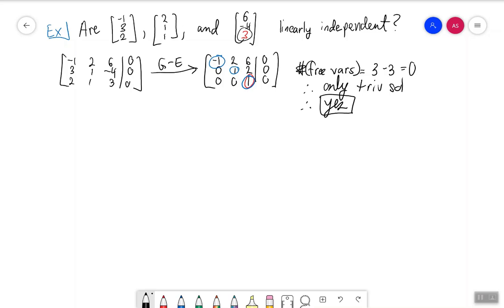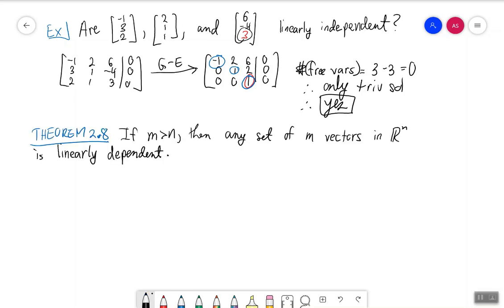Sometimes one can very quickly see by inspection that a given set of vectors is linearly independent or linearly dependent. For instance, you can use a theorem. If m is greater than n, then any set of m vectors in Rn is linearly dependent. So let's see why.